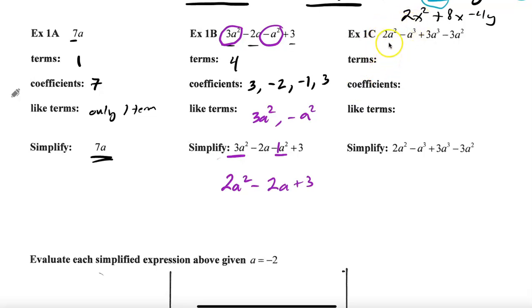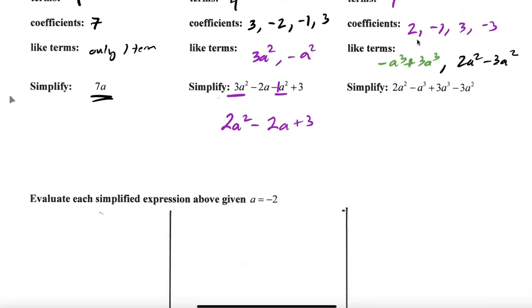Okay, this one here. How many terms? 1, 2, 3, 4. Coefficients: I have 2, -1, 3, and -3. My like terms: the a cubes are alike, and the a squares are alike. So I'll write them twice. I'm going to write negative a cubed plus 3a cubed, and then we'll also write 2a squared minus 3a squared.